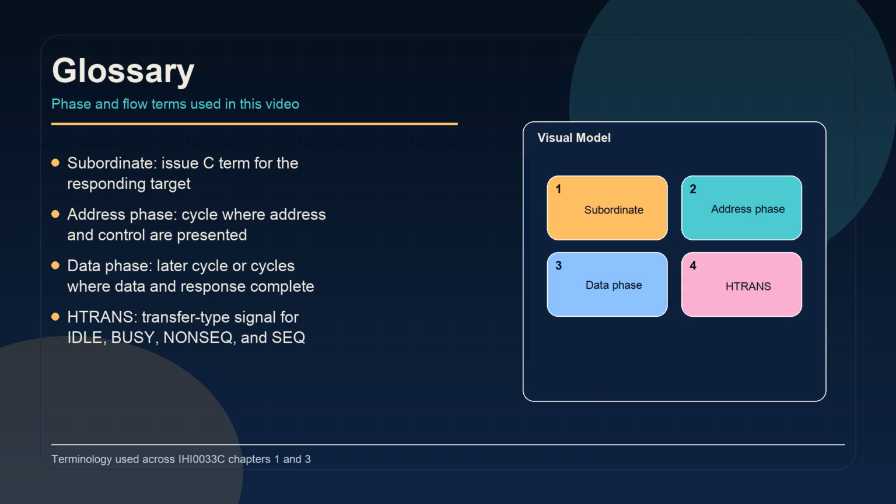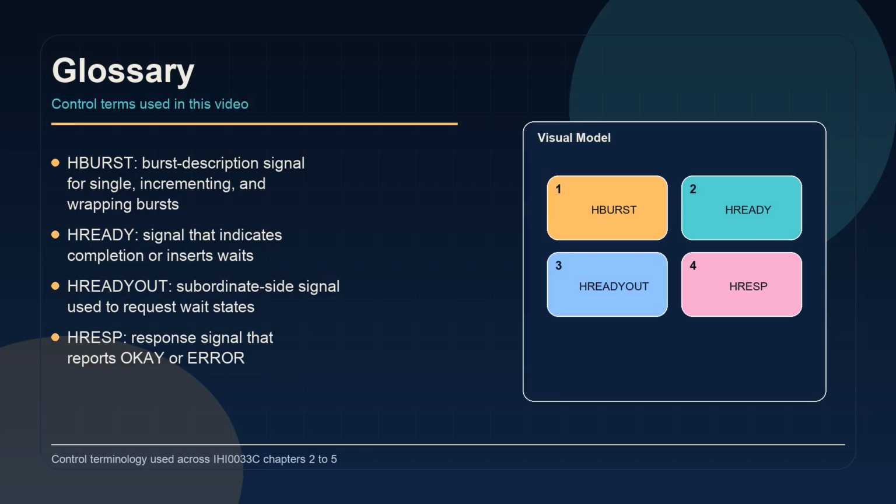The address phase is where address and control are presented. The data phase is where the transfer completes, and H-trans is the transfer type signal. H-burst describes the burst form. H-ready indicates completion or waiting. H-ready out is the subordinate side wait signal, and H-response reports OK or error.